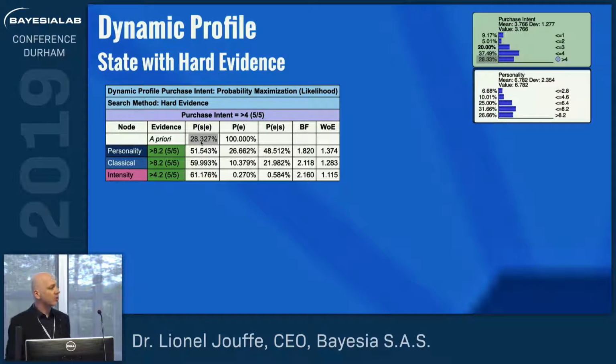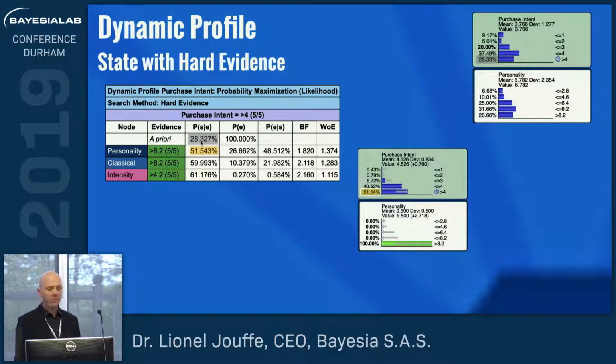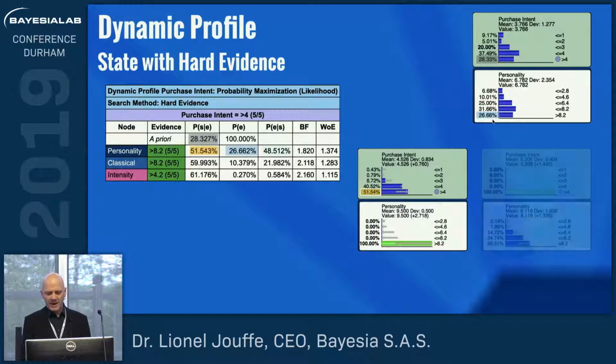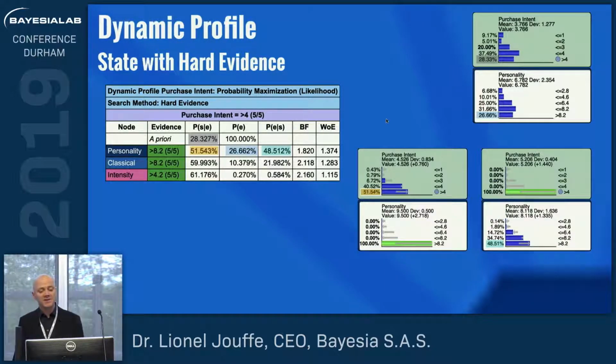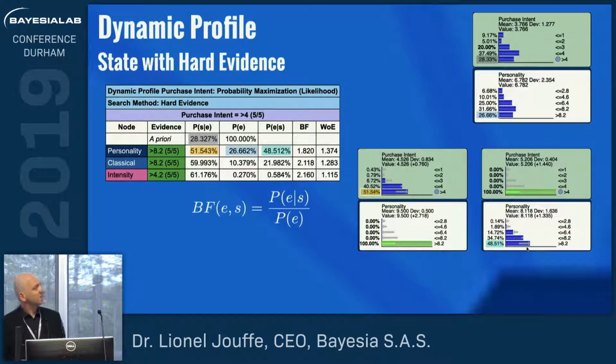Then we know that this is the personality that we should observe in order to increase the probability of this state to 51%. So setting a hard evidence on this one allows you to increase the probability of the state 4 to 51%. And with that, you also have the probability of this evidence, which is here 26%. And we have also now the probability of this evidence given the state you are optimizing. So if we set evidence on purchase intent greater than 4, you have also the probability of this personality greater than 8 equal to 48%. And by using these 2 pieces of information, we are now displaying the Bayes factor.